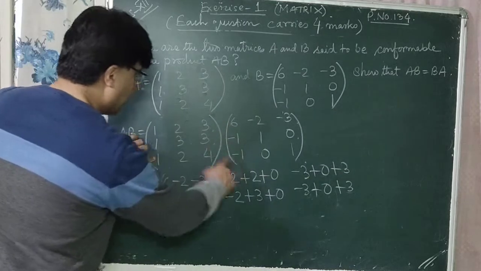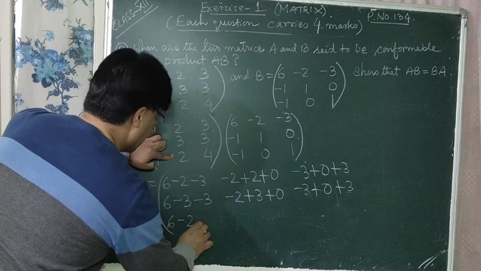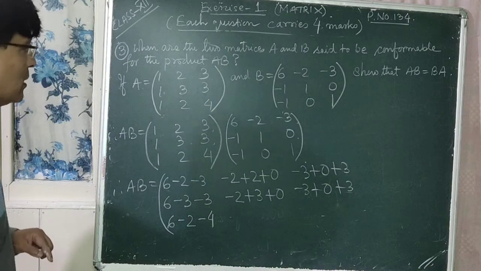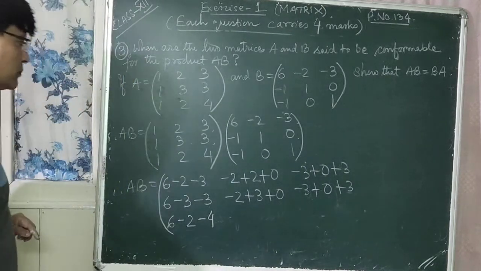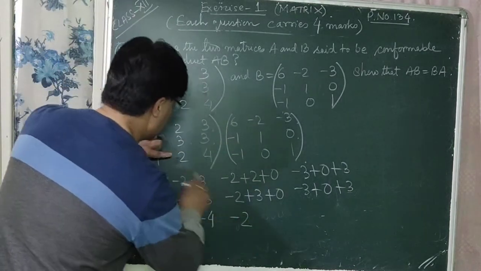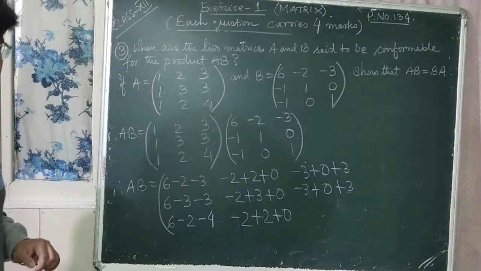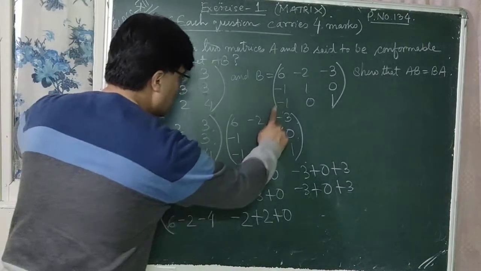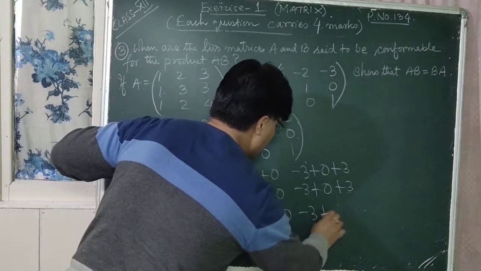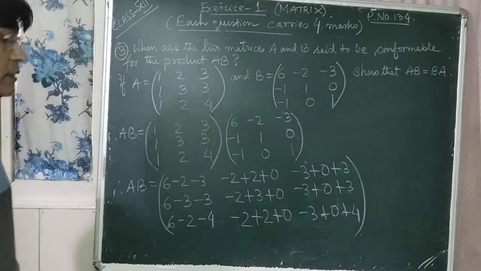Next, the third row should be multiplied by this first column. 1 sixes are 6. This is 2 into minus 1, minus 2. 4 into minus 1, that is minus 4. Right? So next one is this third row multiplied by the second column. 1 into minus 2, plus 2 ones are 2, plus 4 zeros are 0. Next, again, this third row should be multiplied by the third column. 1 into minus 3, plus 0, plus 4. So this is the matrix.